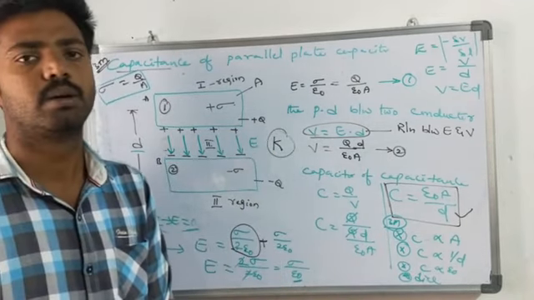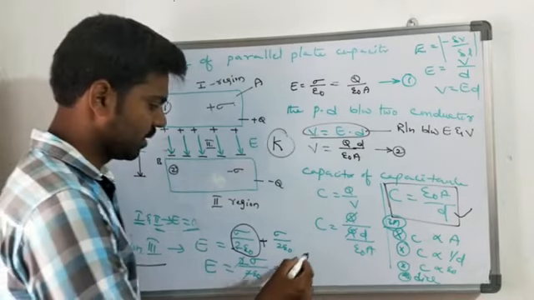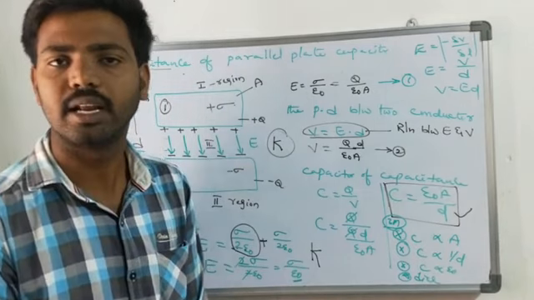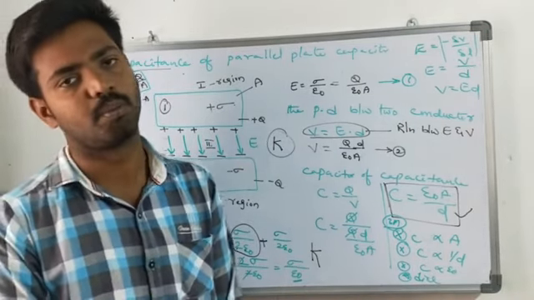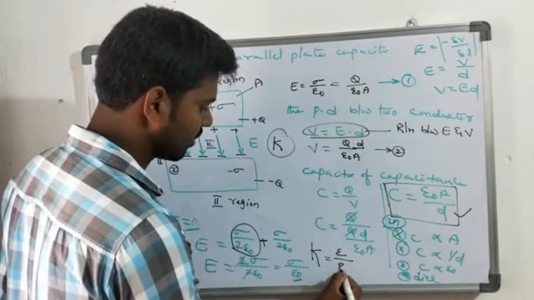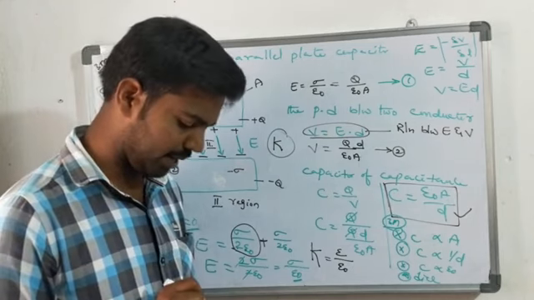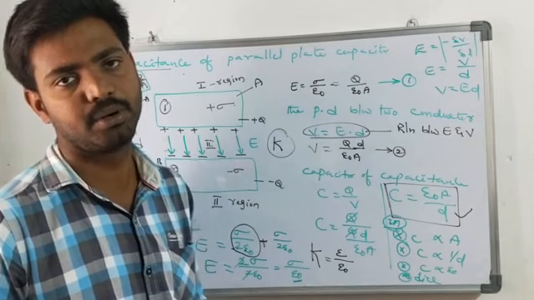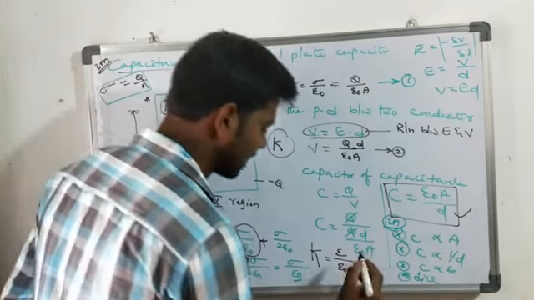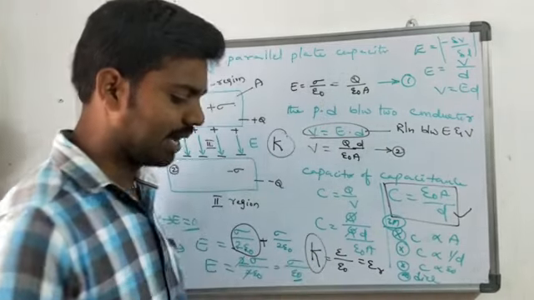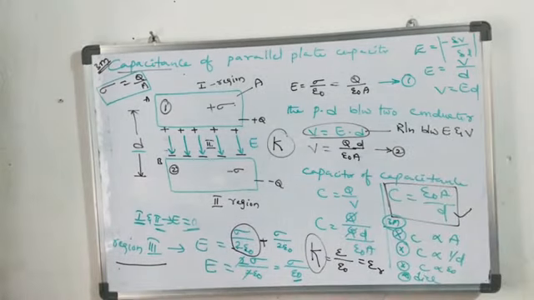We already discussed this in the last chapter. What is meant by dielectric constant? The dielectric constant is also called the relative permittivity. What is relative permittivity? The ratio of the permittivity of a medium to the permittivity of free space is called the relative permittivity, also called the dielectric constant.